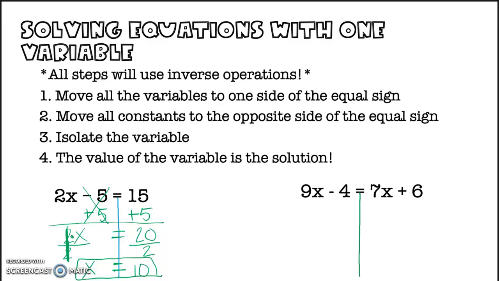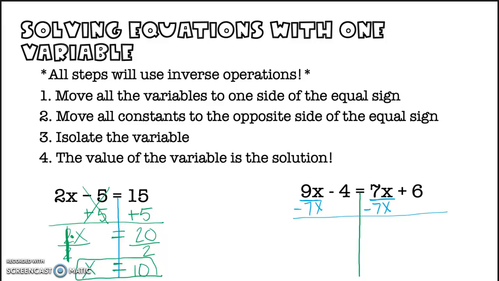So I see variables right here, a variable term here, and a variable term here. What I like to do is find the smallest one and move that one to the other side. So in this case, that's going to be 7x. So 7x is positive, so that means I'm going to subtract it from this side and from this side.